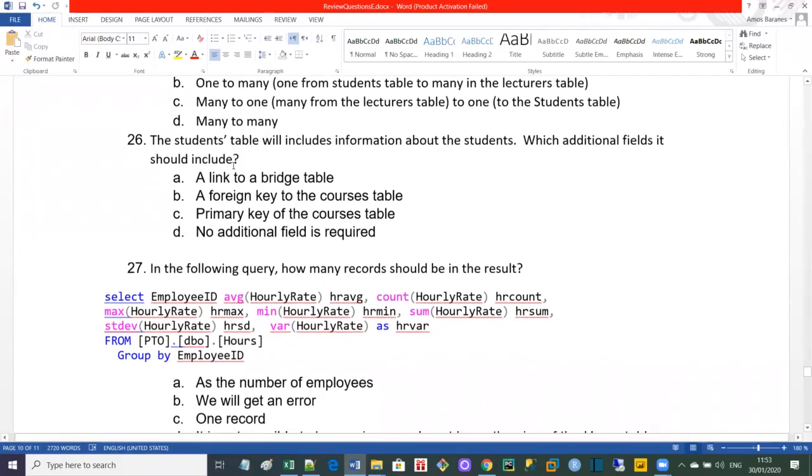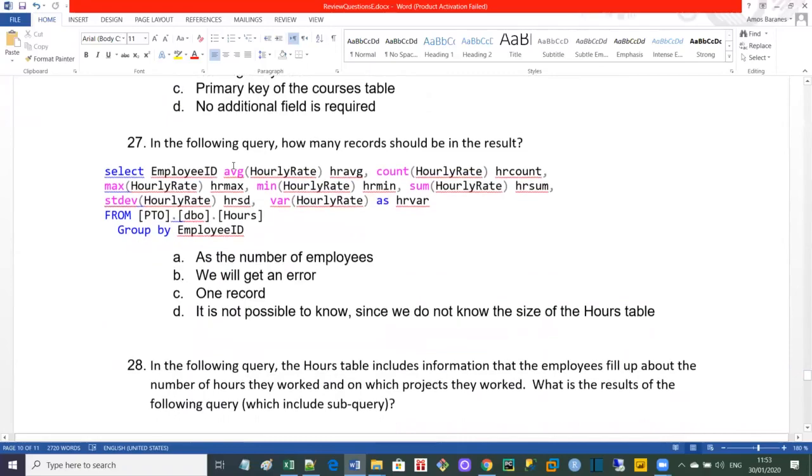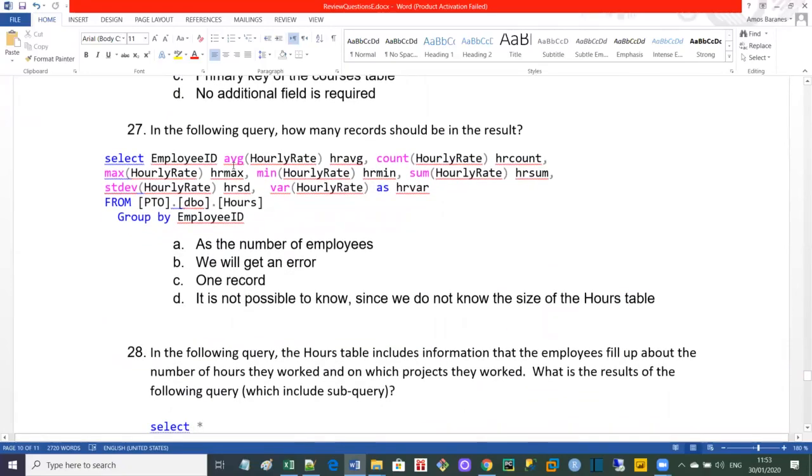Let's move on to 27. That's a different question. Here we have another select question. Please pay attention. I try to trick you, and please don't get confused. We have aggregation functions. They are all working on the same column. On the column hourly rate, I have the count, which is an aggregation function on hourly rate, and here I call it HR count.